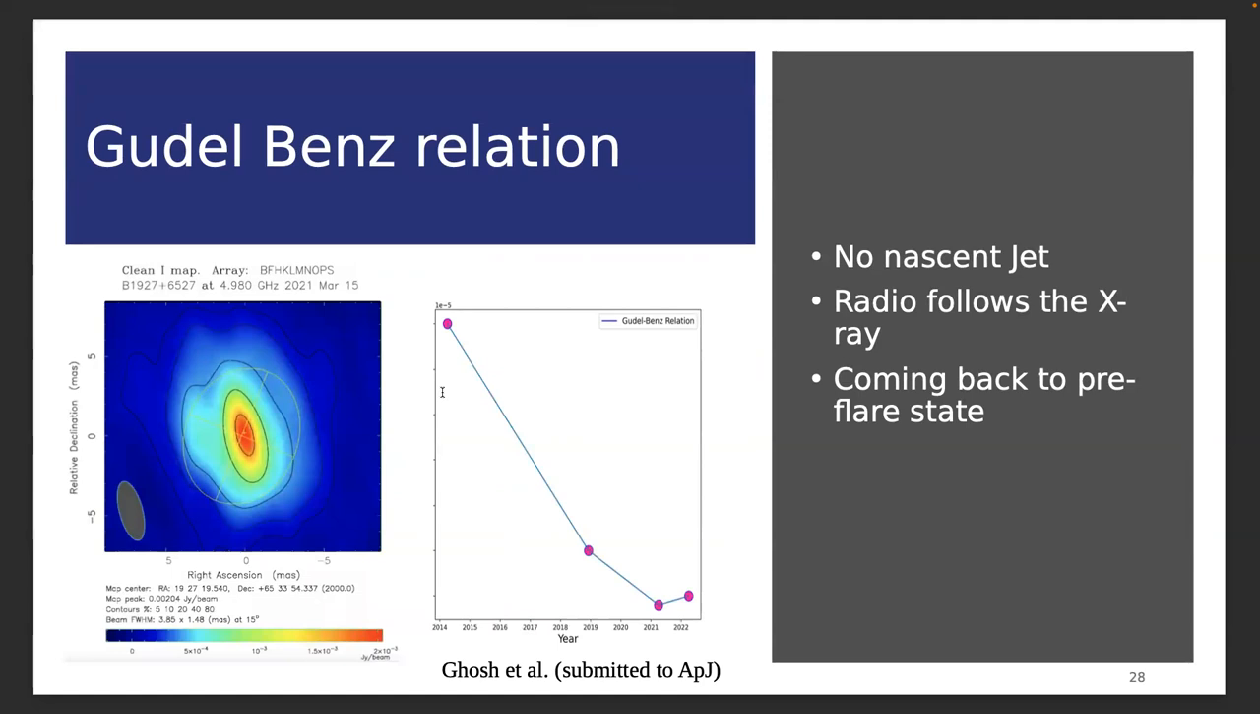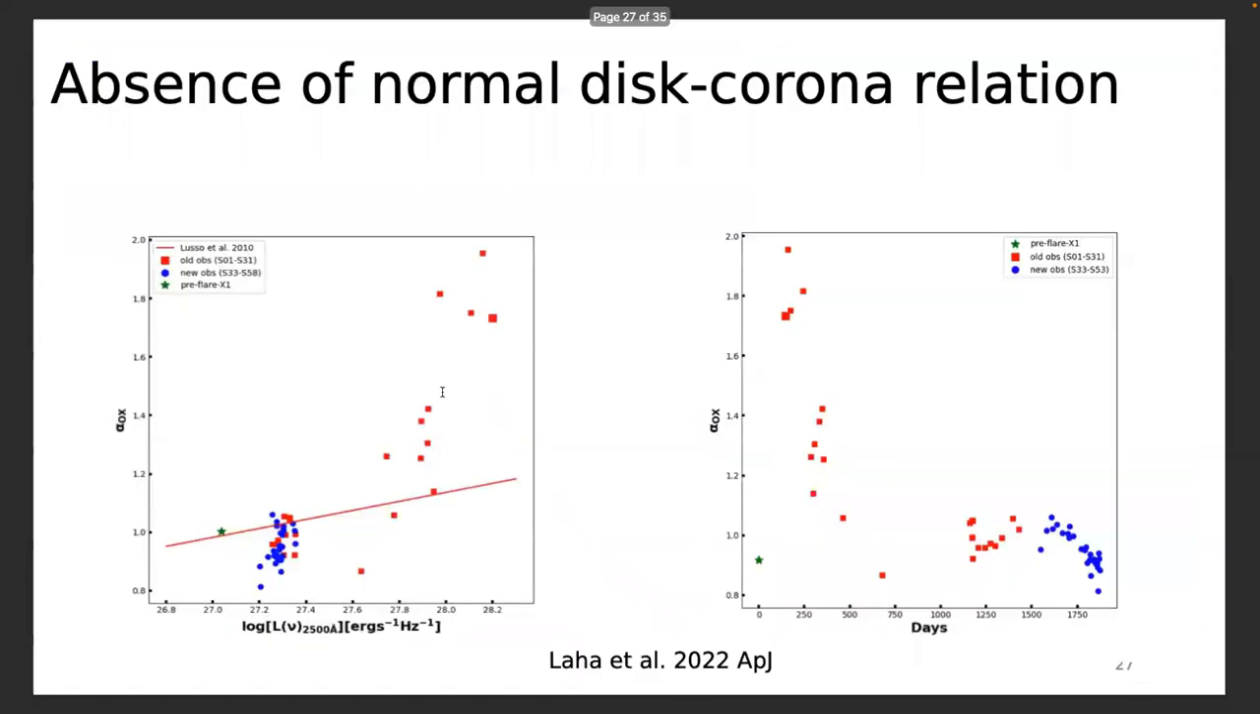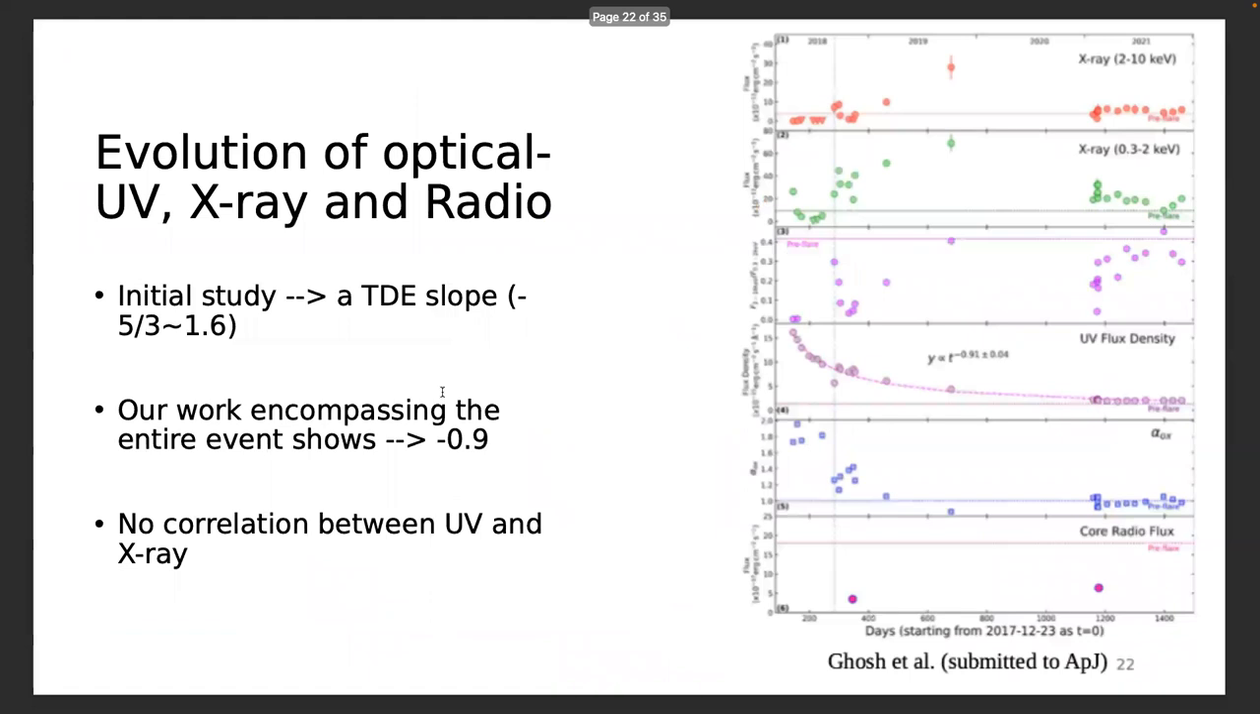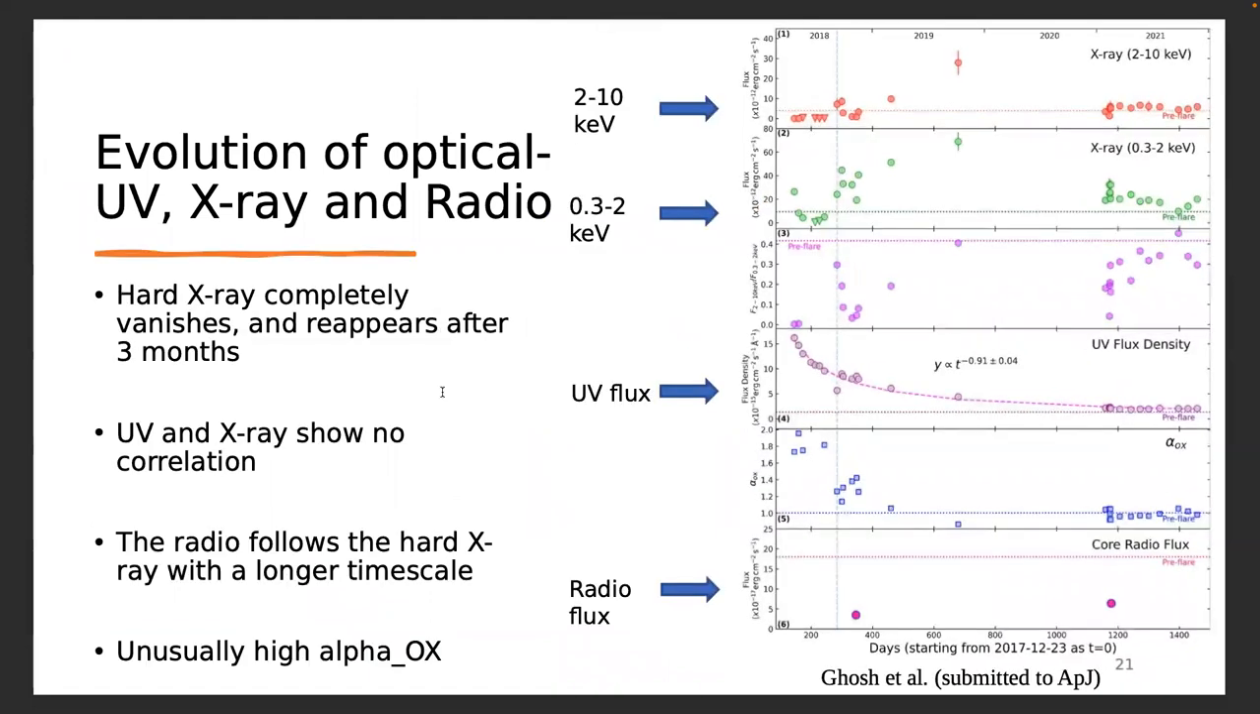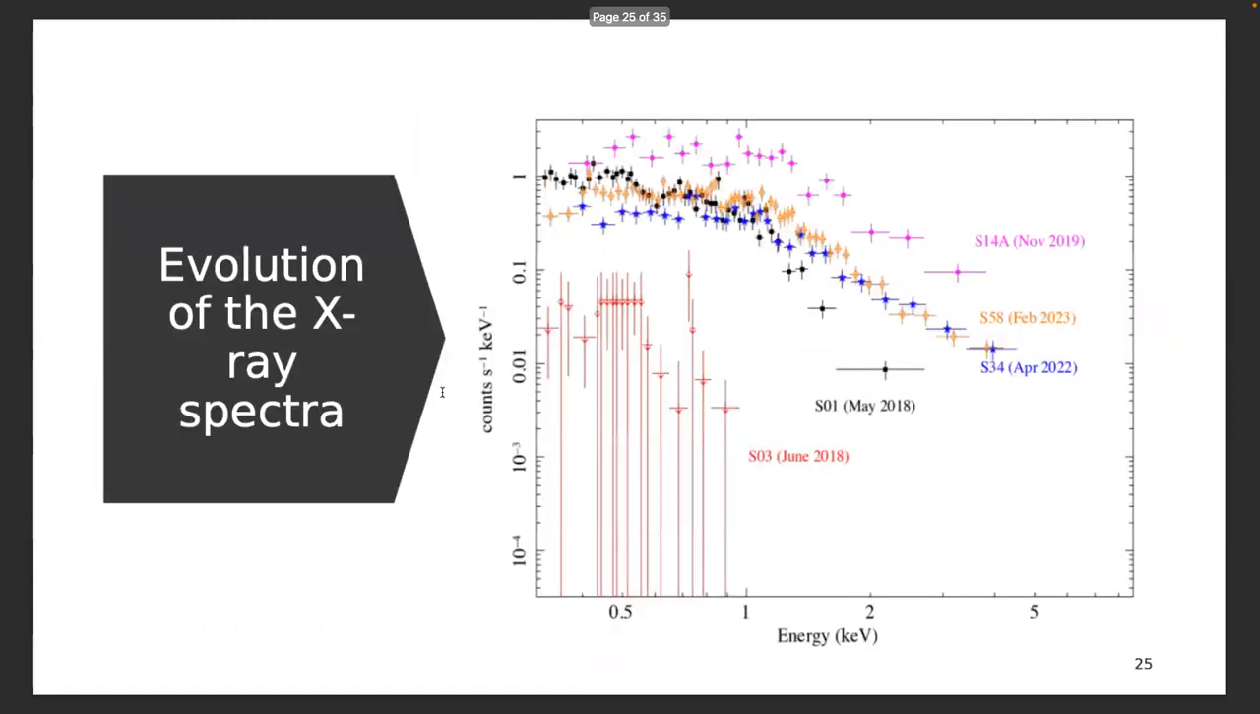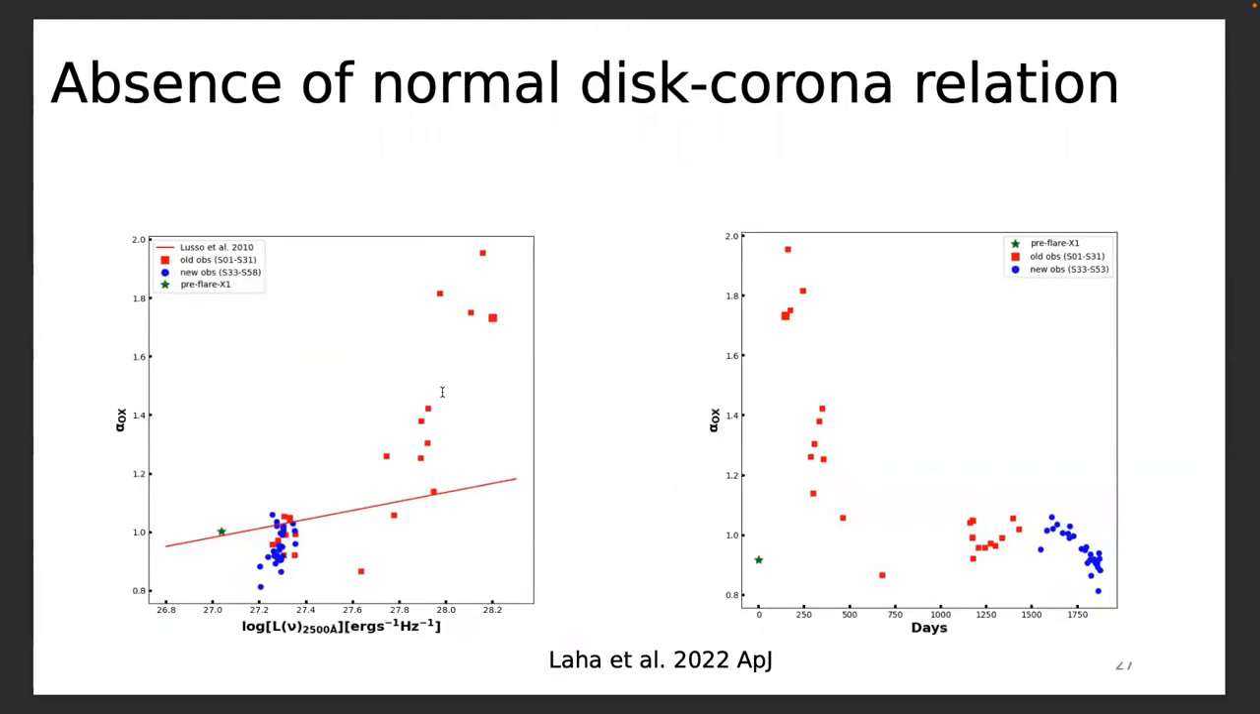And this is the radio analysis. We found an interesting thing here, and that is the Güdel-Benz relation. Now, this is the relation that is usually found in coronally active stars, where we assume that the radio and the X-ray are coming from the same region. And as previously shown in this figure, the radio emission was very low here. So we measured the ratio of the X-ray flux and the radio flux, and we see that it follows the same relation that we usually find in coronally active stars.